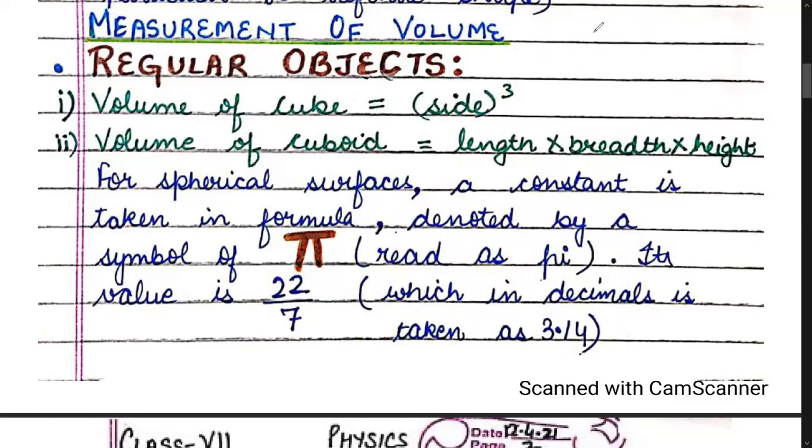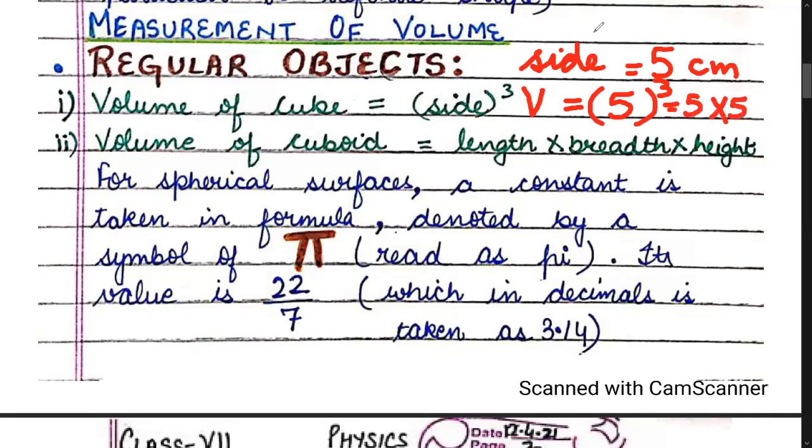Similarly, if the volume has to be found of a cube having side equal to 5 centimeter, then the volume will be cube of 5. Cube of 5 means you have to multiply 5 with itself 3 times. So this is 5 cube and its answer will be 125 centimeter cube.